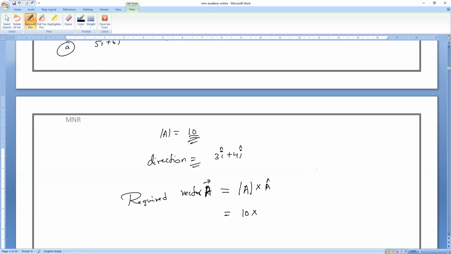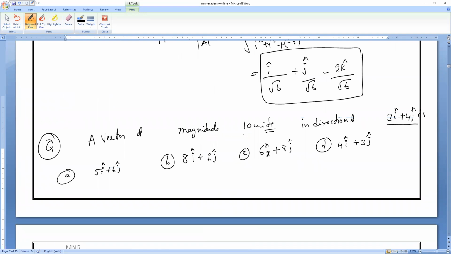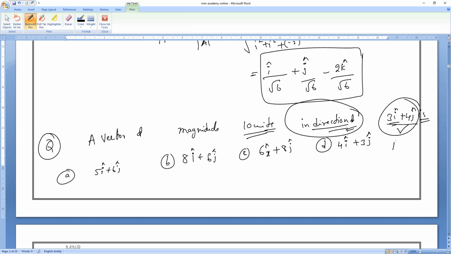We found it already: 3i cap plus 4j cap. So that is the required direction. Now they are asking us, a vector of magnitude 10 units in direction of 3i cap plus 4j cap. This is the given vector, actually it is not the unit direction. We have to find the direction. So I have the given vector and the given magnitude.